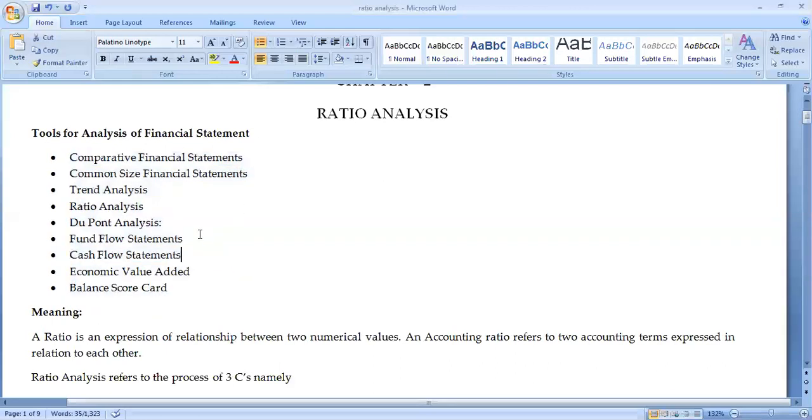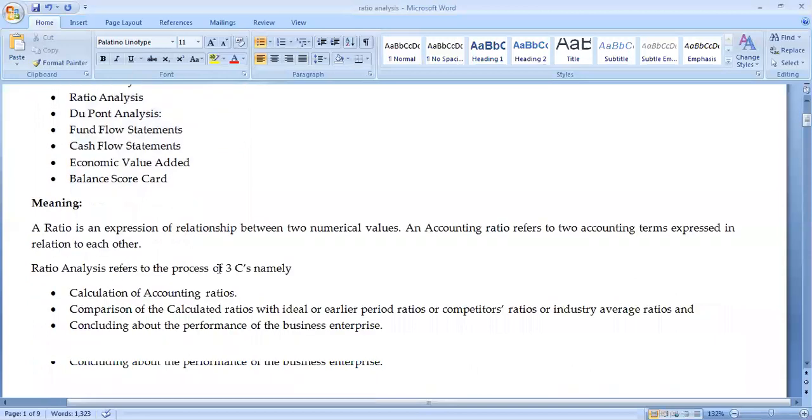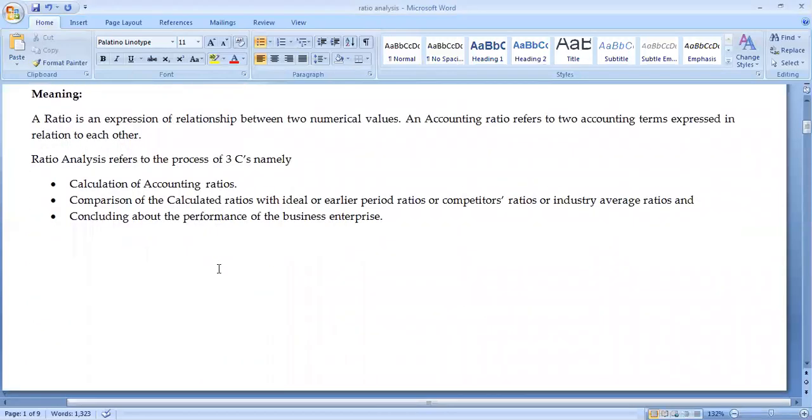So out of this, for your syllabus, you have the comparative financial statement, common size financial statement, trend analysis, ratio analysis that we'll be discussing, fund flow as well as the cash flow statement. Clear? So today we shall see the meaning of ratio analysis and the formulas pertaining to finding out the ratio analysis, the kinds of formulas that we are going to discuss.